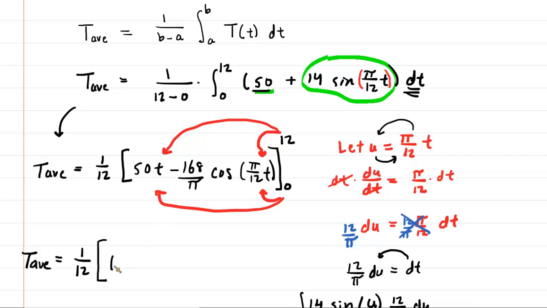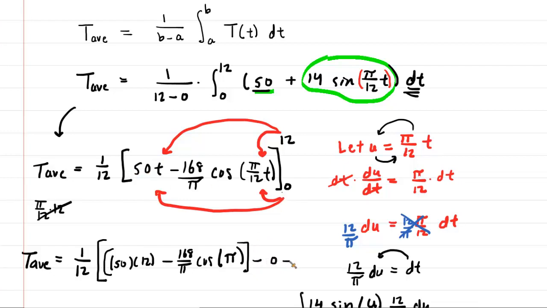So you're going to have the 50 times the 12 minus 168 over pi cosine. Now in here, you're going to be multiplying pi over 12 by 12. But of course, if you multiply pi over 12 by 12, the 12s cancel and just give you pi. So if you want, you can just write pi right there. So that's what we would have from plugging in the 12. This is getting to be a lot of parentheses, and then we'll plug the 0 in. So you're going to plug 0 in. 50 times 0 is 0, so you can just put a 0 there.